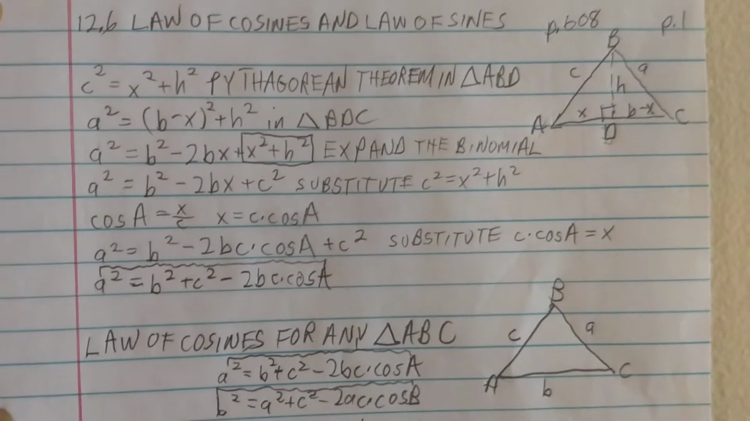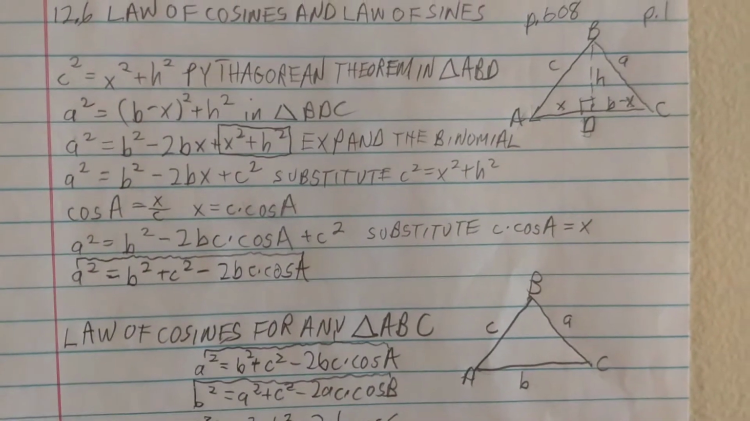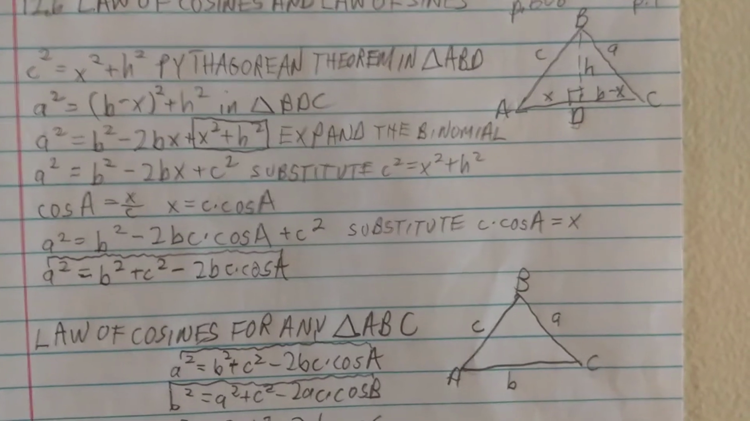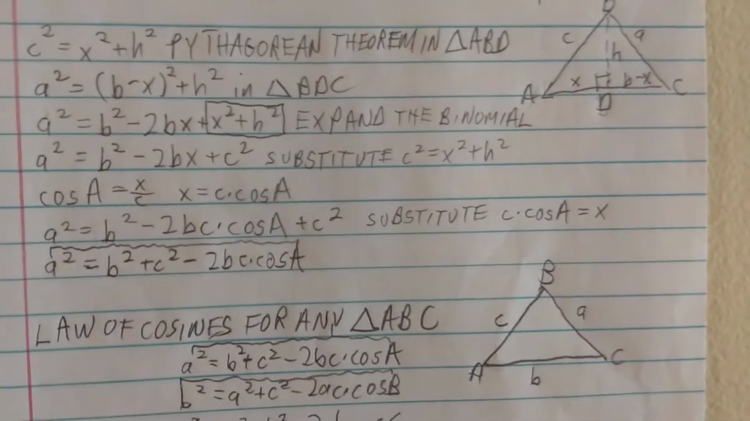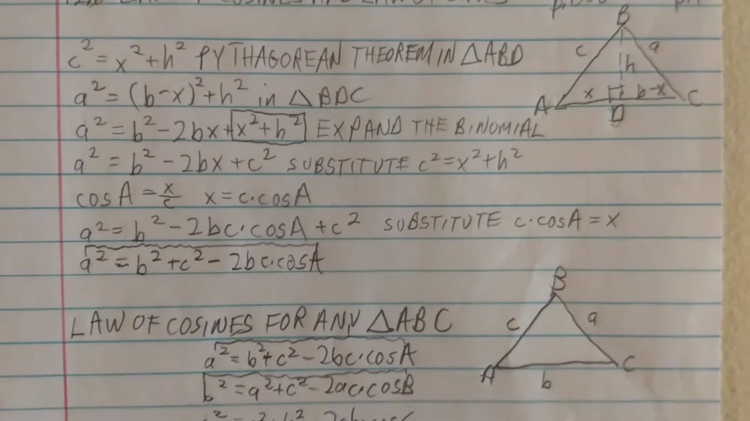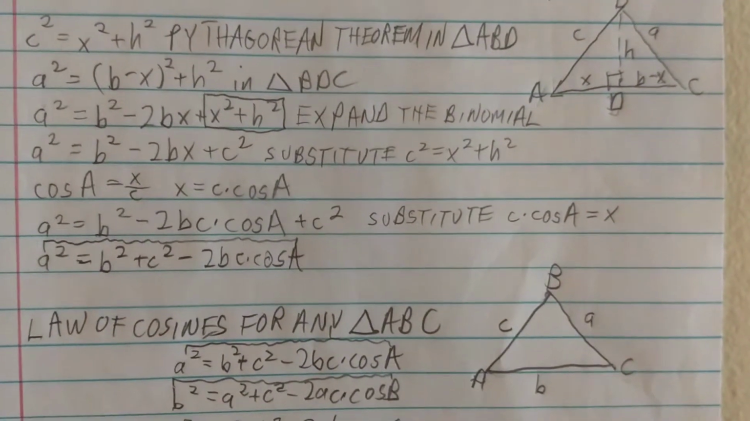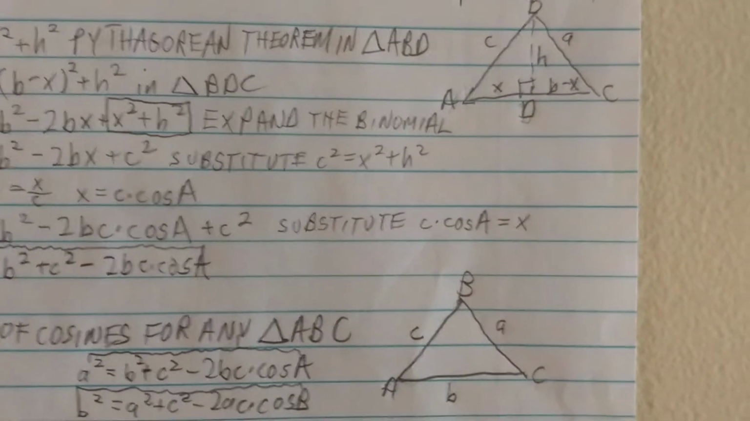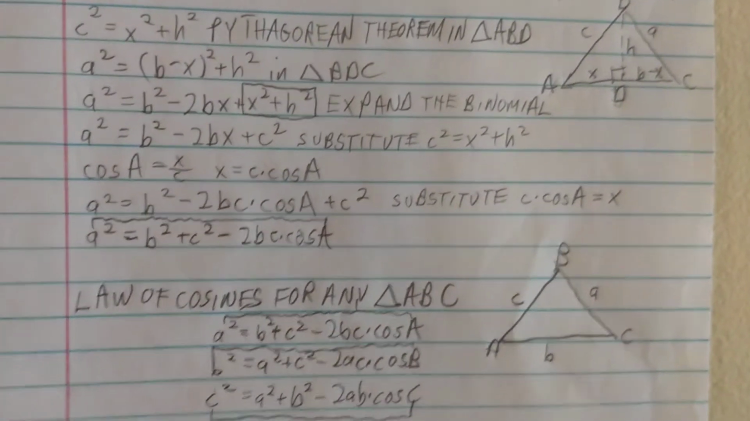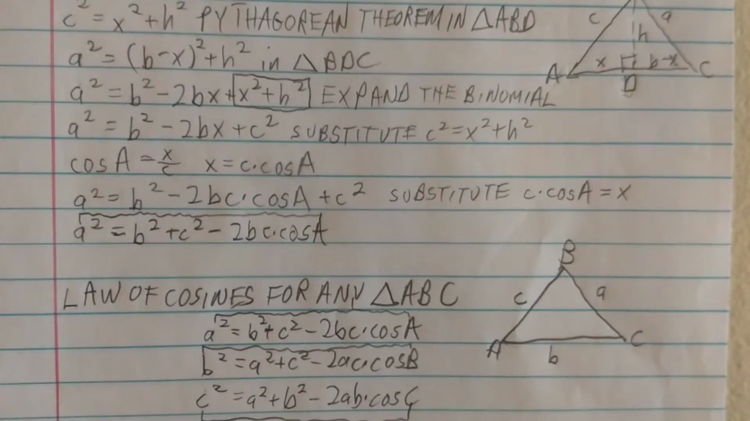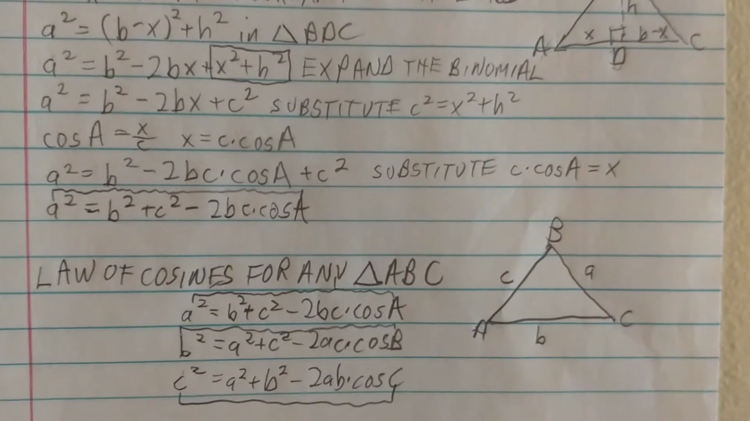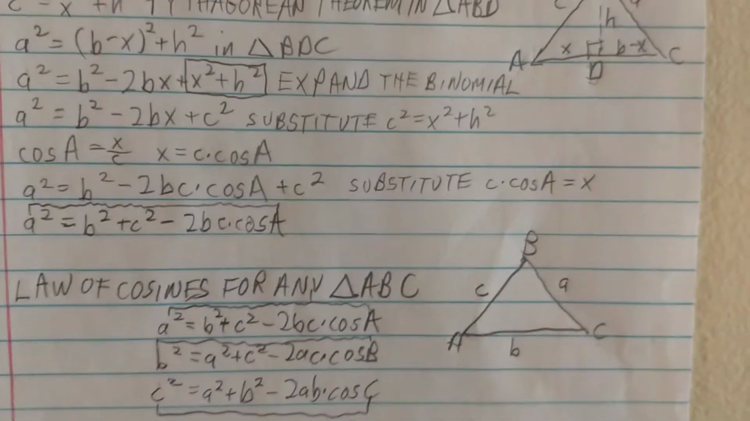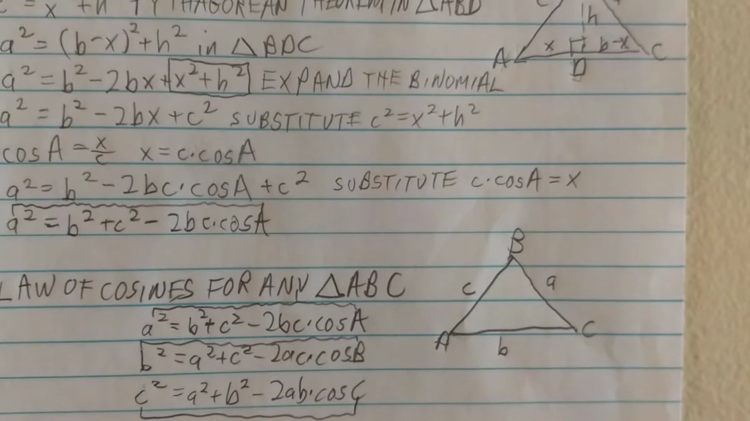So now we can say that c squared is equal to x squared plus h squared using the Pythagorean theorem in triangle ABD, the left triangle. But also a squared is equal to quantity b minus x squared plus h squared in triangle BDC, the right triangle. Now we're going to expand the b minus x squared and say that a squared is equal to b squared minus 2bx plus x squared plus the h squared that was there above.